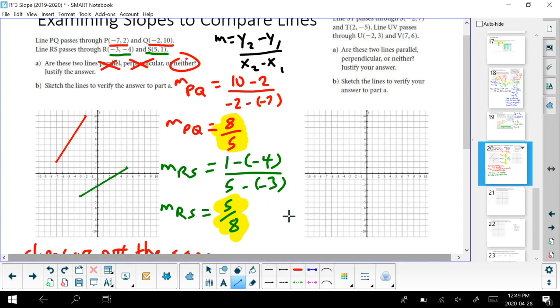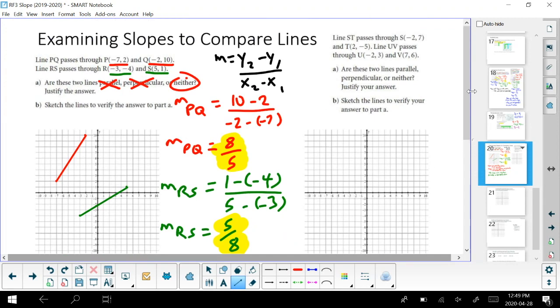So we can see here that they are most definitely not parallel, nor are they going to meet at a 90-degree angle. So therefore, we have done this question correctly. So for this next question, we'll fast forward a little bit.